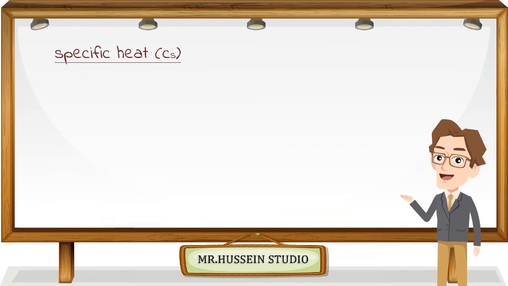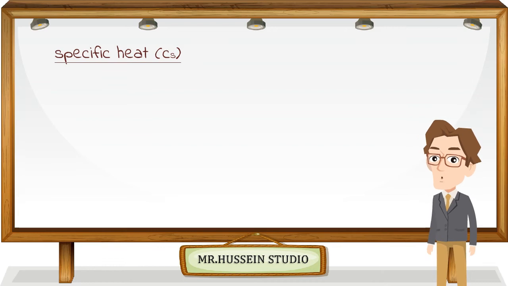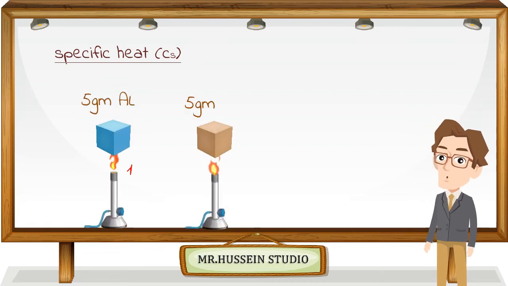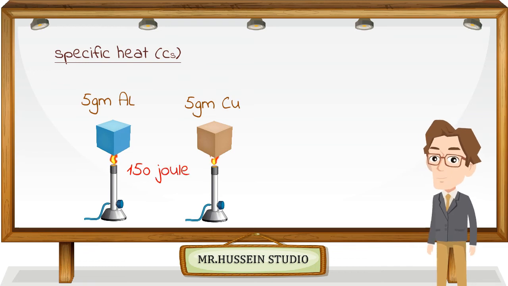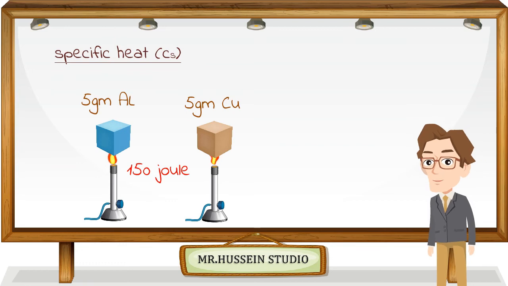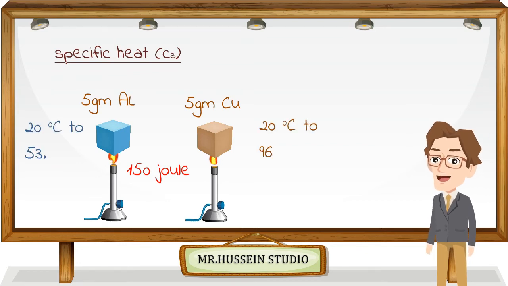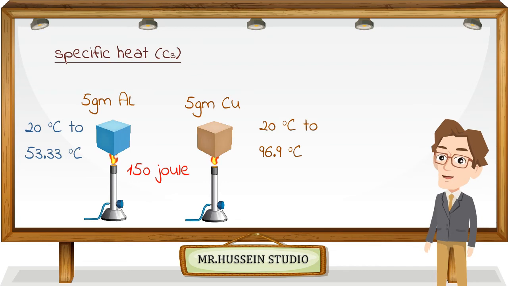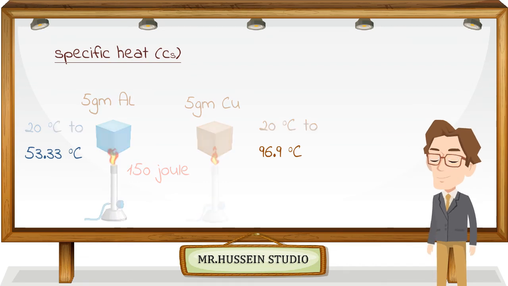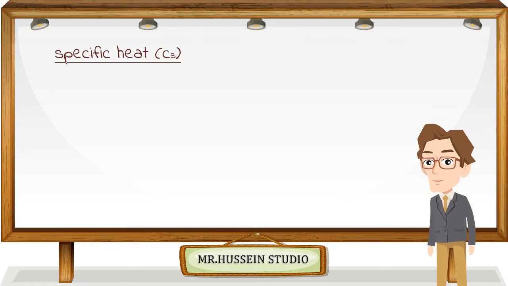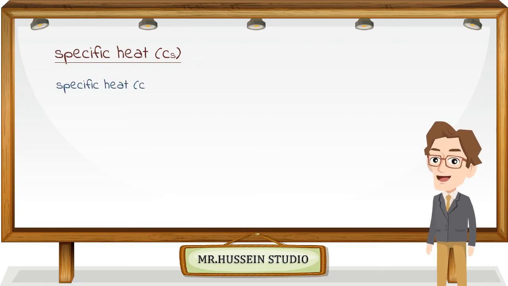Let's take this example to figure out the idea of specific heat. If we have two substances with the same mass, like aluminum and copper, and heat them with the same amount of heat, we see that the copper's temperature rises more than the aluminum's temperature, so the specific heat of aluminum is higher than the specific heat of copper. We must notice that the measuring unit of specific heat is joule per gram Celsius.